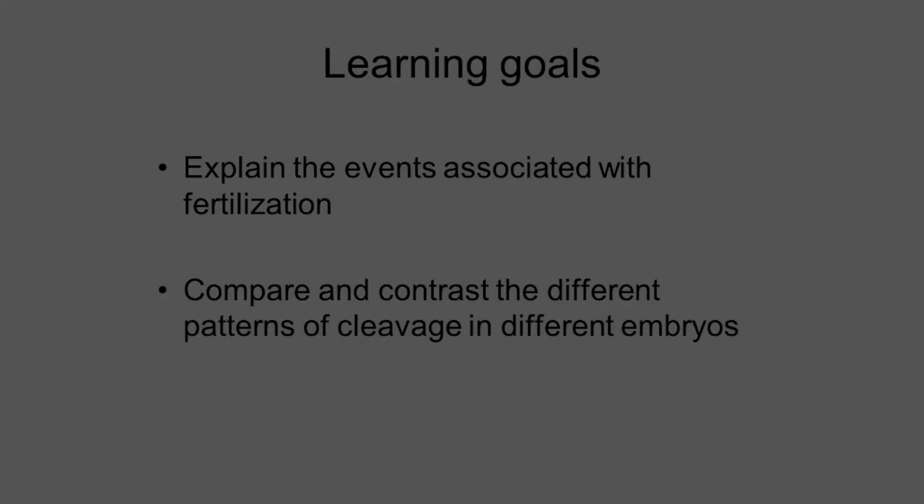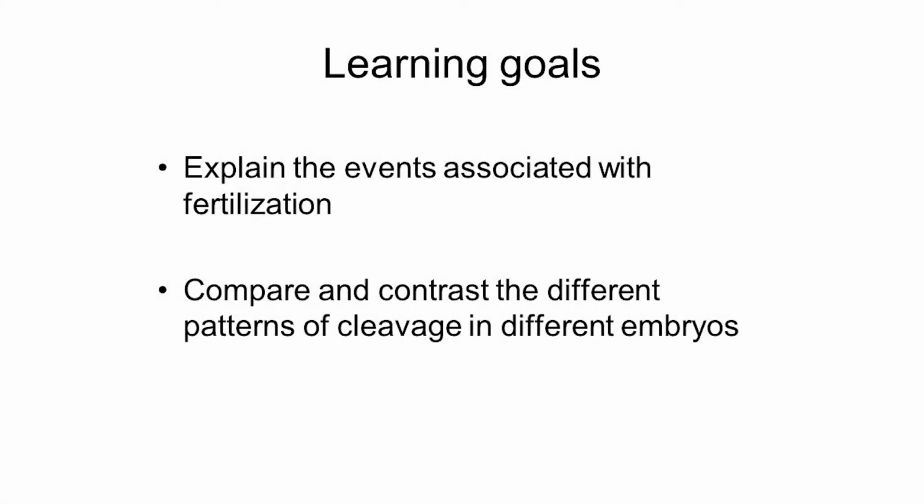Today we're going to start our animal development unit, and we're going to be looking at 3 distinct events that take place during fertilization, and we're going to look at cleavage pattern variations between different animal embryos.